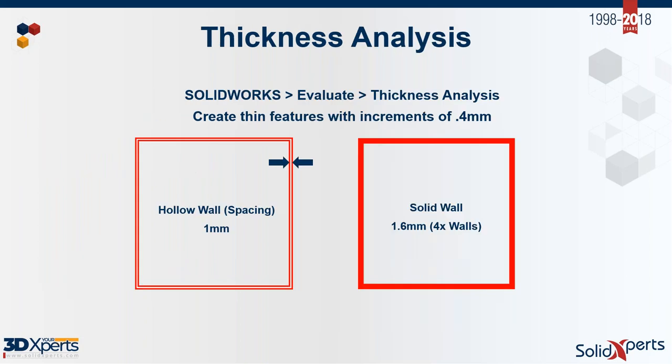I had mentioned earlier about the size of the nozzle: 0.4 millimeters, or 0.25, or 0.6. Again, 0.4 is pretty standard, but other machines can handle different sizes. In SolidWorks, and I'll show a video for this, there's something called a thickness analysis, underneath the Evaluate tab. What this allows you to do is check for the thickness of walls. So on the left, I have an example of a 1 millimeter thick wall.